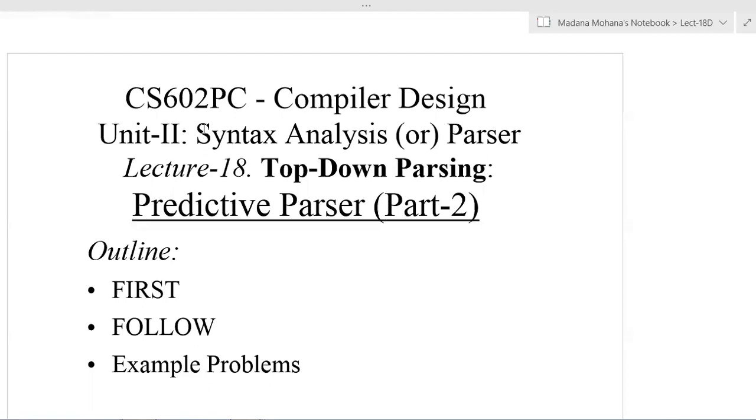Welcome to the course Compiler Design. In this lecture, again we will continue with the predictive parser.